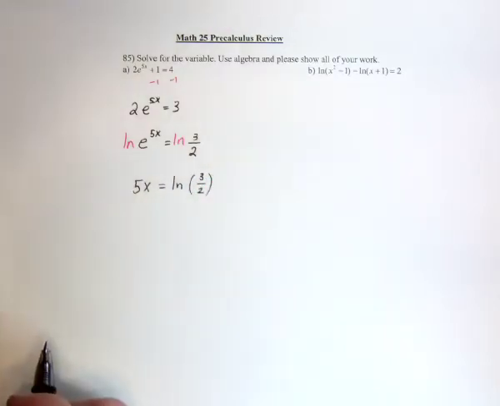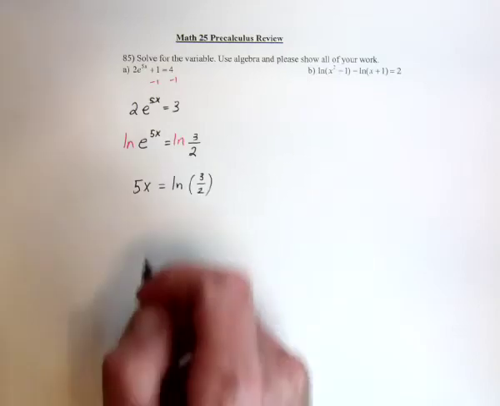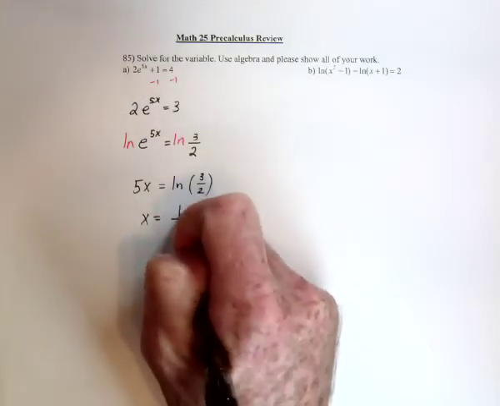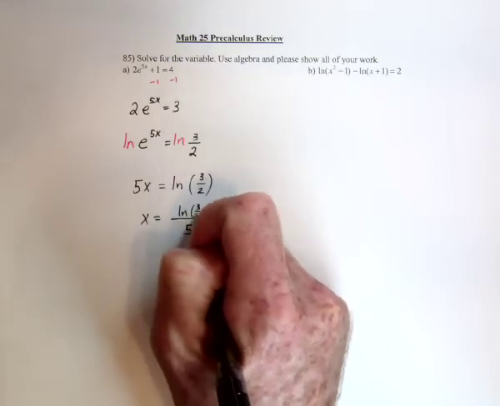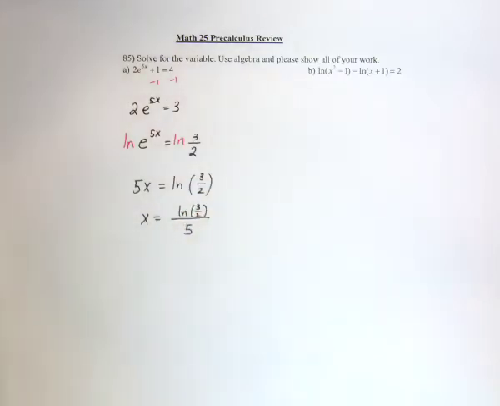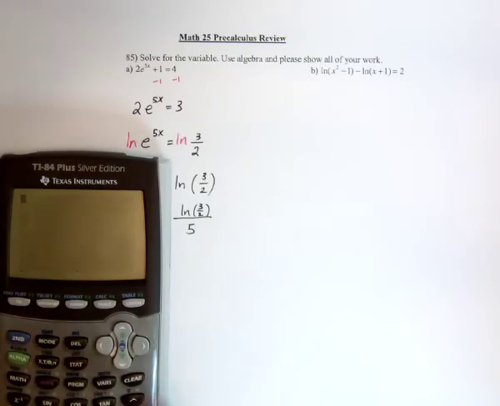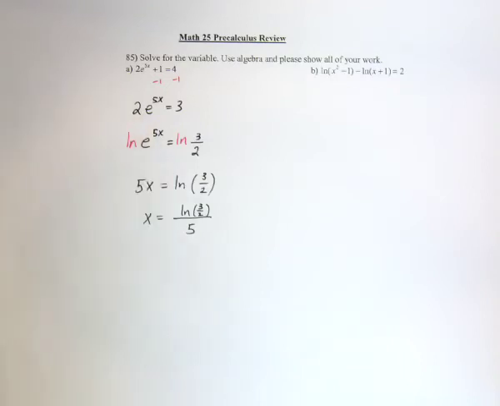And almost done with this one. Now we just need to divide by 5. And then I think I'm going to go ahead and get a decimal answer for extra fun. So we've got the natural log of 3 divided by 2, and then that was divided by 5. So pretty small, 0.081.